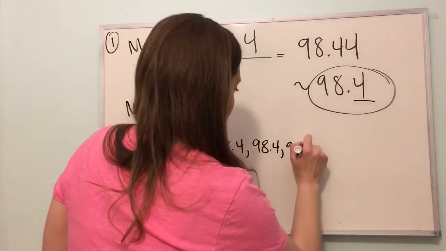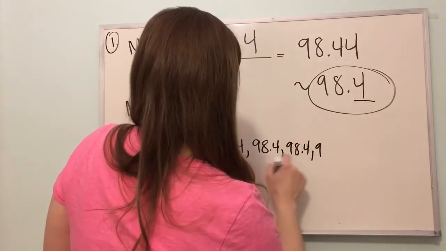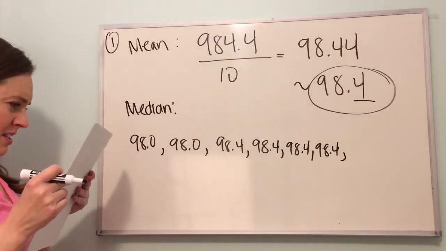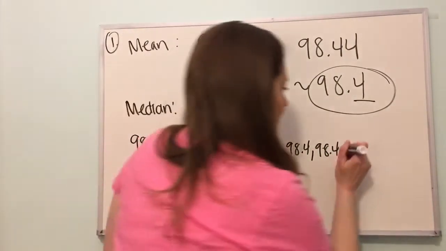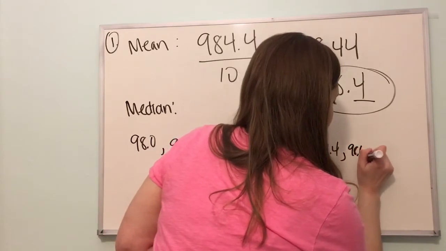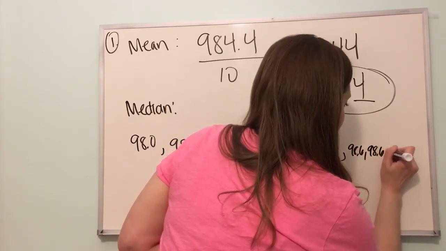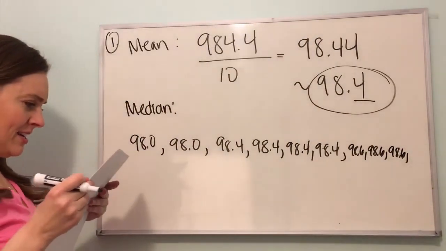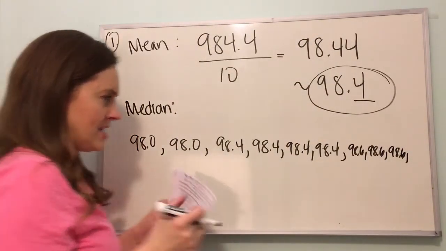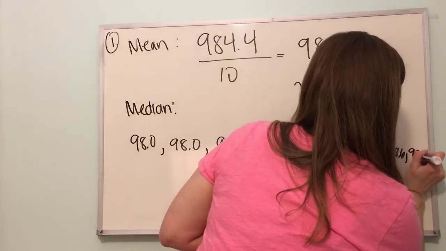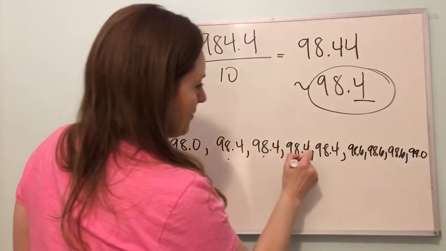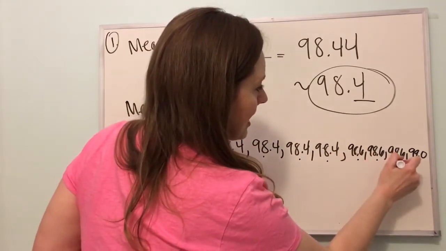98.4, 98.4, 98.4. Okay, that's 6. What's next? 98.6. We have 3 of those. I'm going to write really, really small. These are all 98.6s. And then what's the highest value? 99.0. Okay. So I have 1, 2, 3, 4, 5, 6, 7, 8, 9, 10.